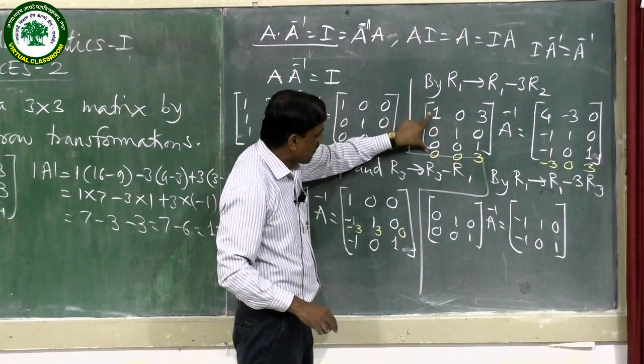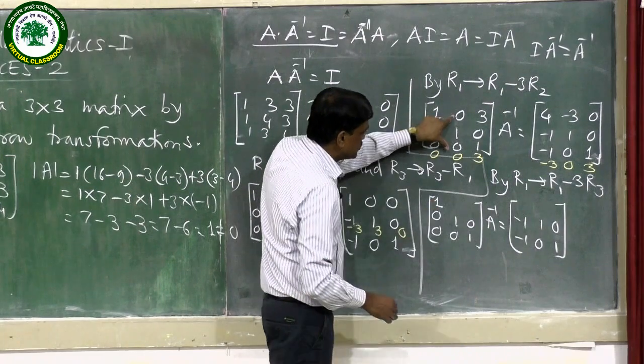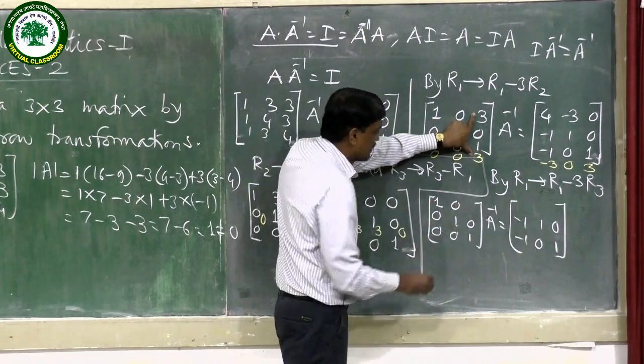So 1 minus 0, it is 1. 0 minus 0, it is 0. 3 minus 3, it is 0.